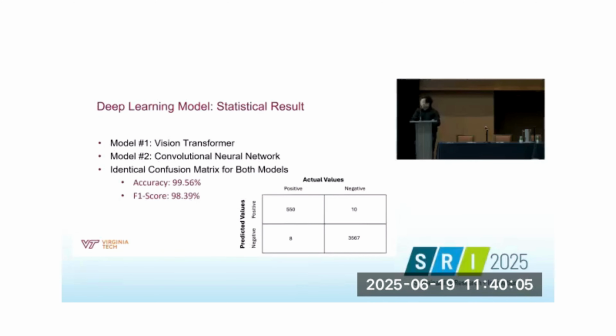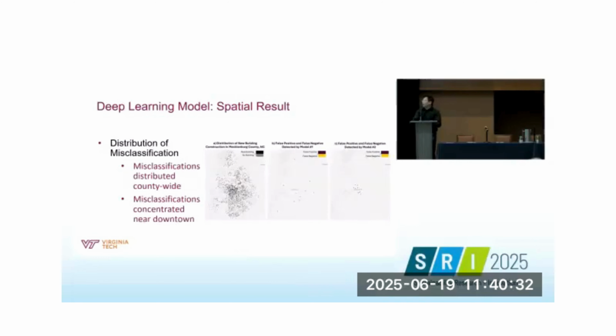So here, there are two models we have been leveraging. The first one is the vision transformer model. The second one is the convolutional neural network model. Looking at these two models, they generate identical confusion metrics. That is to say, their accuracy, F1 score, recall, and precision are all the same. Overall, these two models are good, but if we look at the spatial distribution of the misclassification, we can see a very obvious difference.